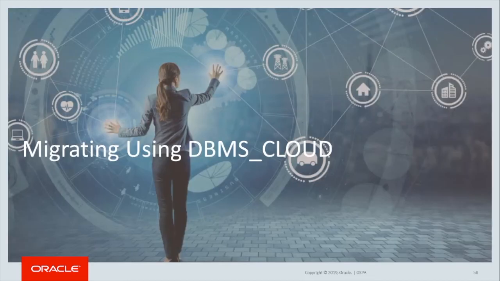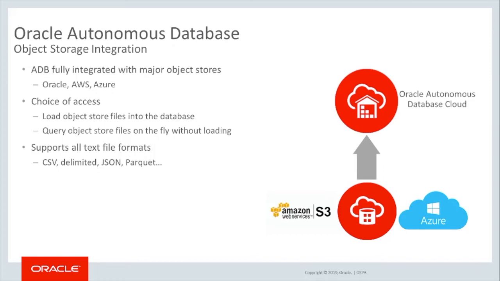For data loading from files in the cloud, Autonomous Database provides a new PL/SQL package called DBMS_CLOUD. The PL/SQL package DBMS_CLOUD provides support for loading data files in the cloud to your tables in Autonomous Database. This package supports loading from files in the following cloud services: Oracle Cloud Infrastructure Object Storage, Oracle Cloud Infrastructure Object Storage Classic, Azure Blob Storage, and Amazon S3.